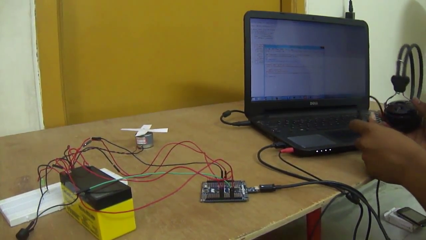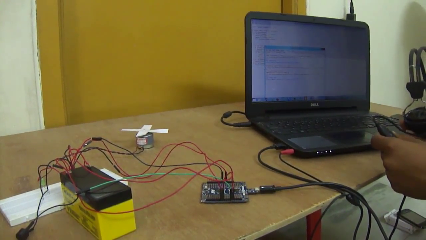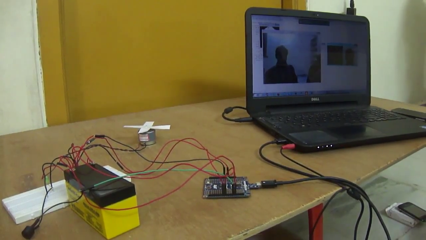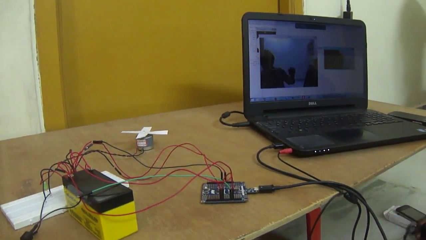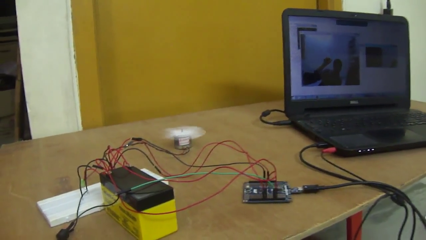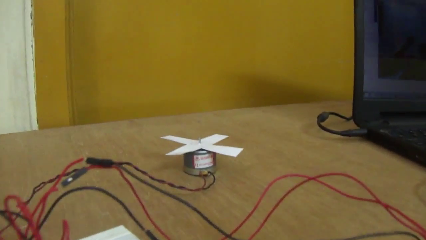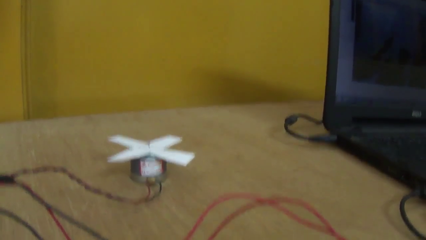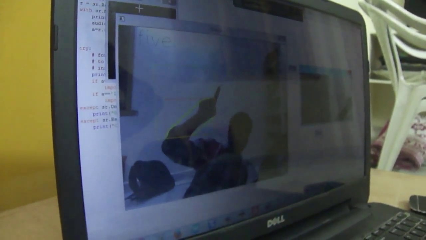Hand. The hand gesture recognition program is running. Now I should show my hand gestures in order to rotate the motor. First, when I give the input 1, nothing should happen.